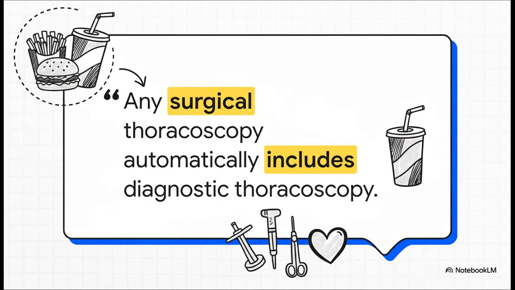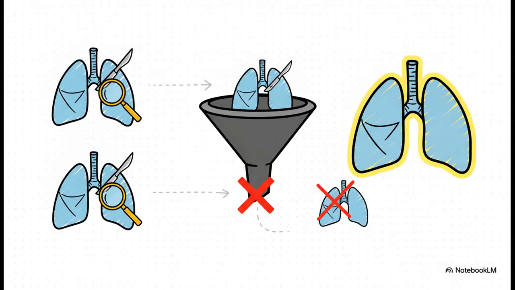Well, in VATS coding, the surgical procedure is the combo meal, and the diagnostic part, the just looking around part, is the drink. It's automatically included. And this slide just nails that point home. If the doctor does a surgical VATS and a diagnostic one, you only code for the surgical part. I mean, it makes sense, right? A surgeon has to look around to see what they're doing before they can perform the actual surgery. It's a necessary step. So CPT just bundles it all together. You only code the main event.